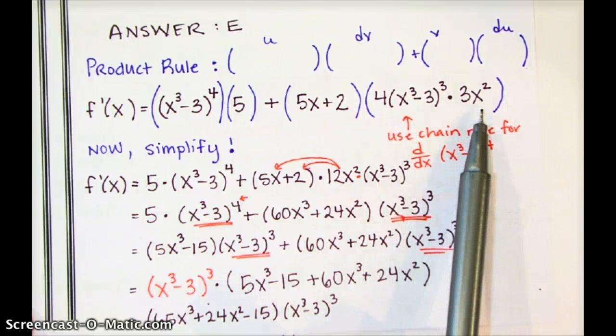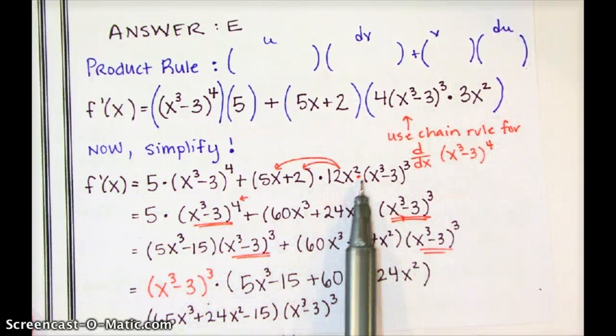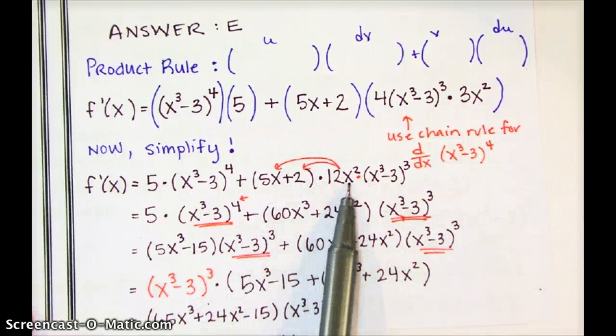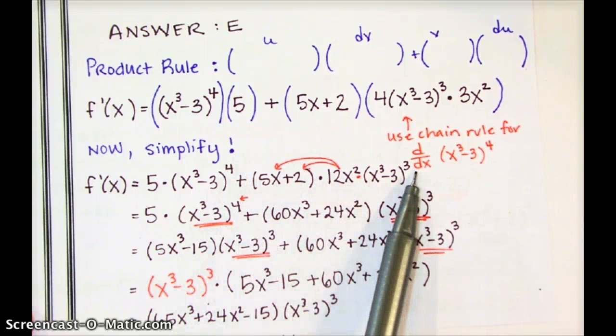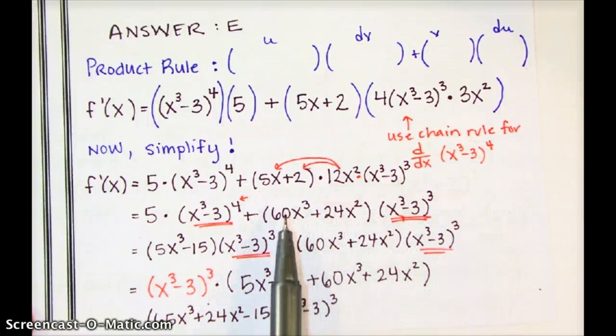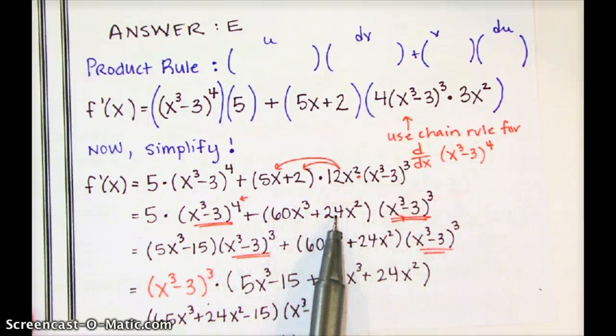Maybe you had already done that. That's where the 12x squared came from. Then I distributed the 12x squared because this is all still my second term. It all belongs together. And that's where 60 and 24 came from.